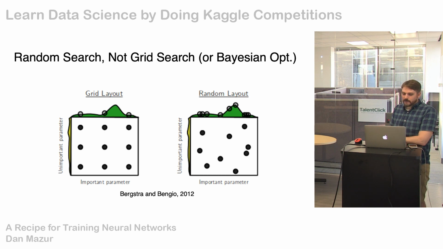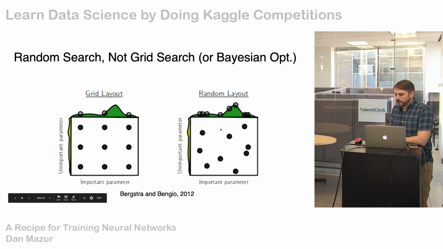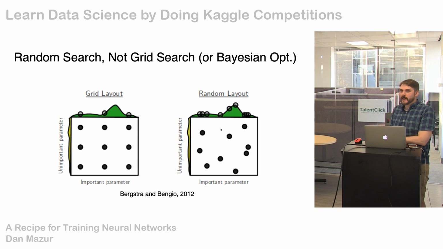And in the case of what that means for your loss function up here, you're not really finding the best point of it because you're sampling so few points. If you were to do it randomly instead, you'd do a better job because now you're sampling, let's say, 12 different points of that important parameter.